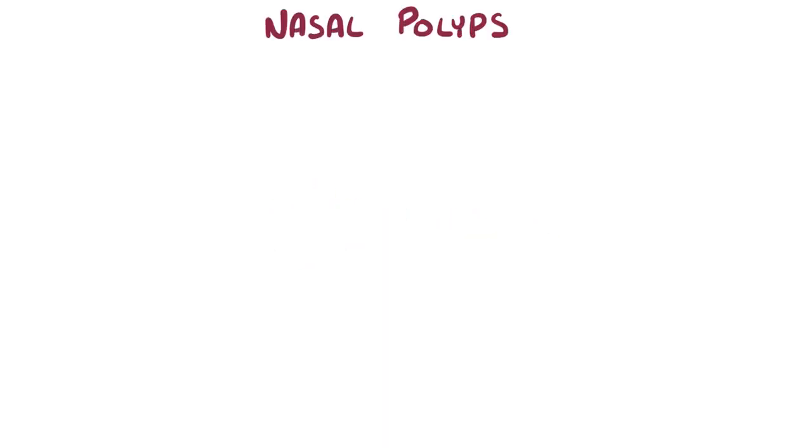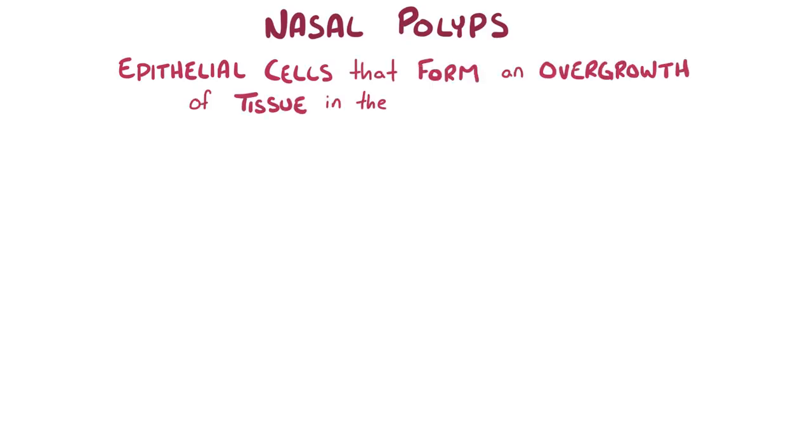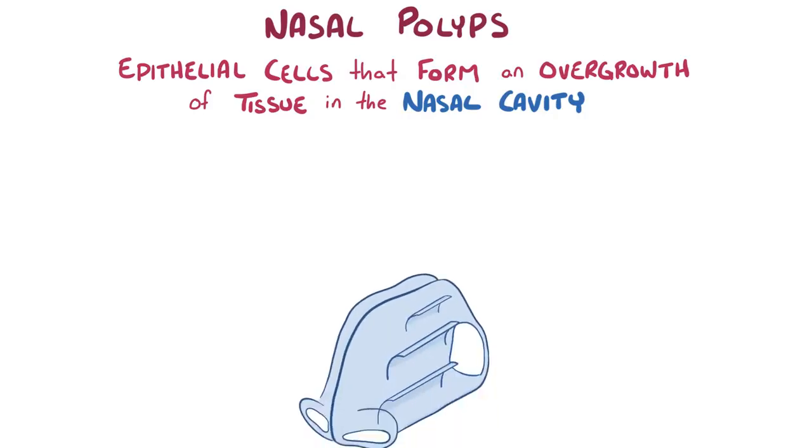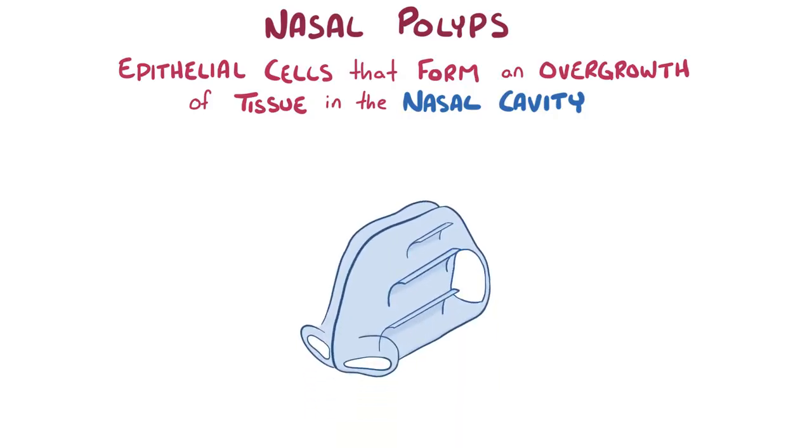A nasal polyp is a clump of epithelial cells that forms a small bump or overgrowth of tissue along the lining of the nasal cavity, which is the inside of the nose. The nasal cavity is made up of three regions. The first is the nasal vestibule, which is the area just inside the nostrils.